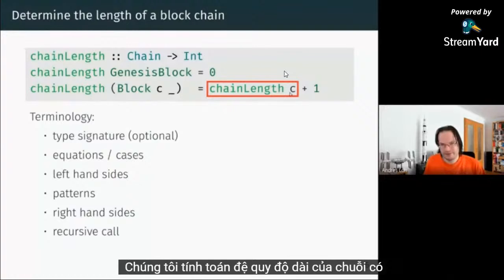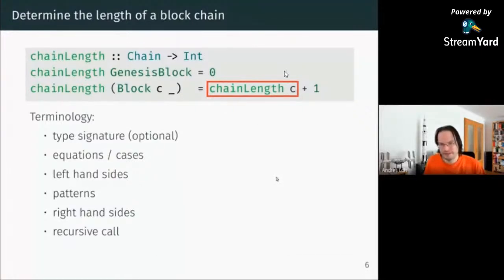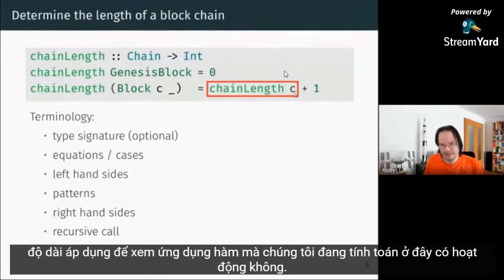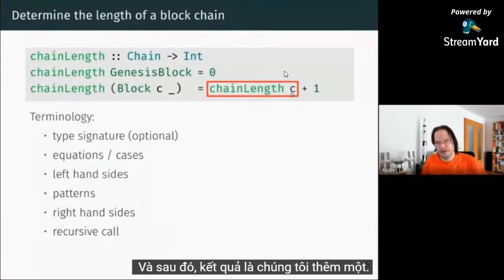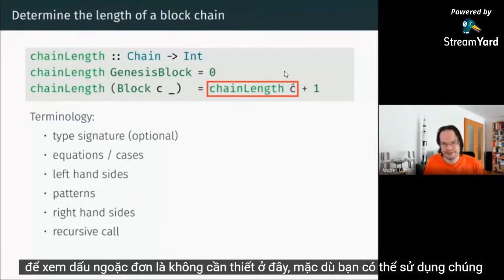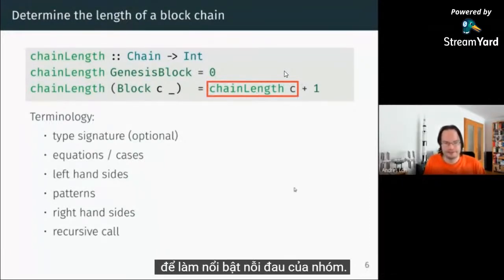We recursively compute the length of the chain that has been extended and then add 1. Again, syntactically, function application binds very strongly. So that means chain length applied to C. That is the function application that we're computing here. And then to the result of that, we're adding 1. So plus 1 is binding more weakly than the function application chain length to C. No parentheses are necessary here, even though you could use them in order to highlight the grouping.